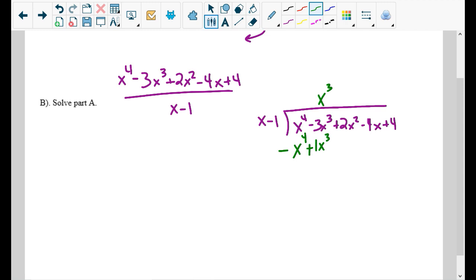So subtract, so that becomes positive. So these cancel. Negative 3x plus 1 is a negative 2x to the third. Bring down the next term, so 2x squared.